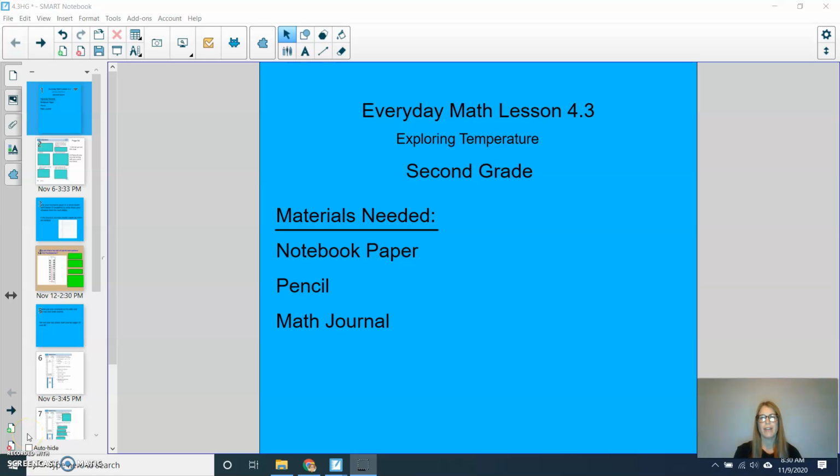Boys and girls, welcome to Everyday Math Lesson 4.3, Exploring Temperature. The materials that you'll need today: notebook paper, pencil, and your math journal.